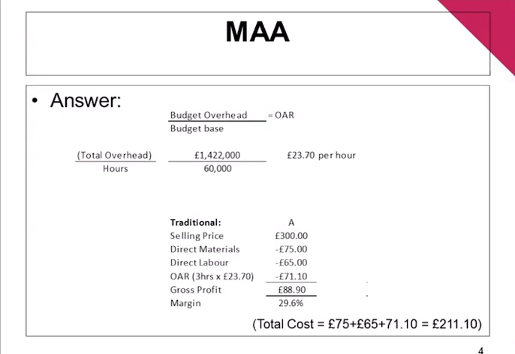So let's just go through it. £300 was your selling price, minus your materials, minus your labour, minus your overhead absorption, will give you a gross profit of £88.90, and that would give you a margin of 29.6%. You calculate that by taking your gross profit and dividing it by your selling price. So 88.9 divided by 300 gives you 29.6%. In essence, what that's saying is that for every pound that you sell, you're making close to 30 pence.